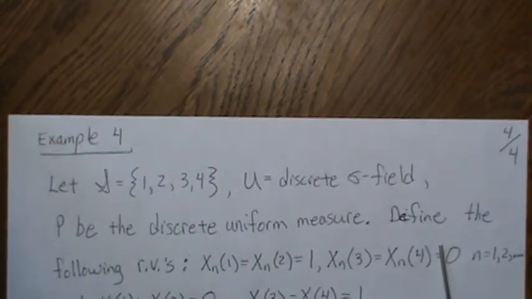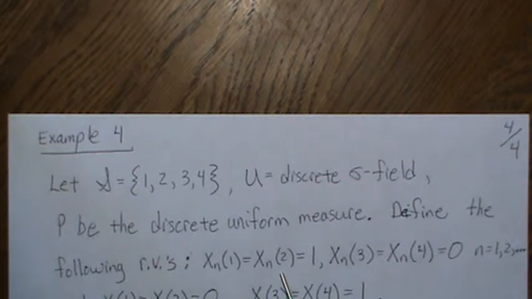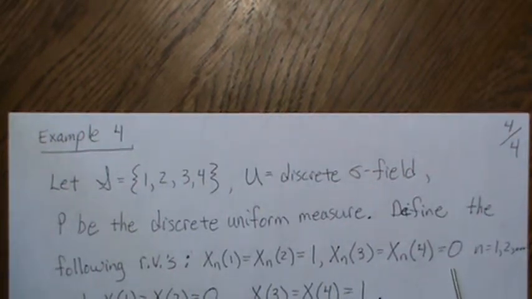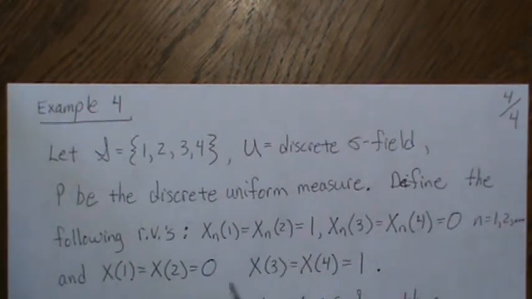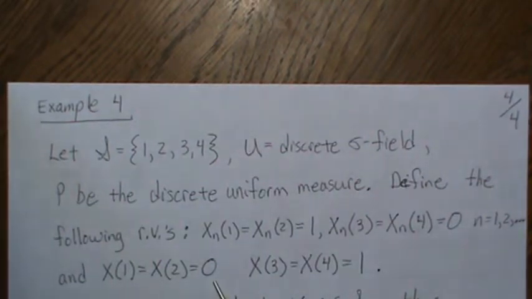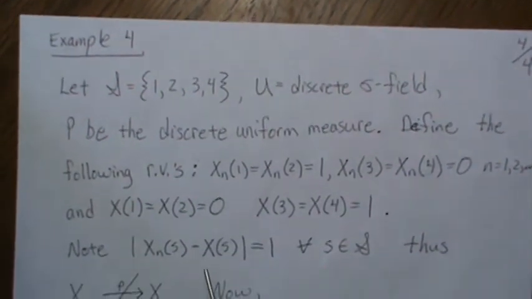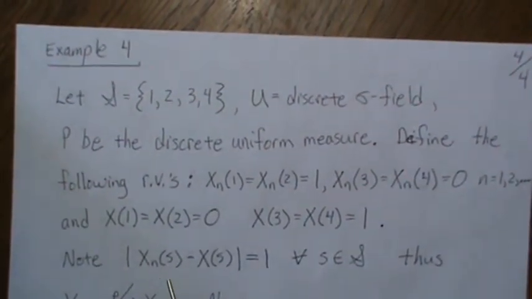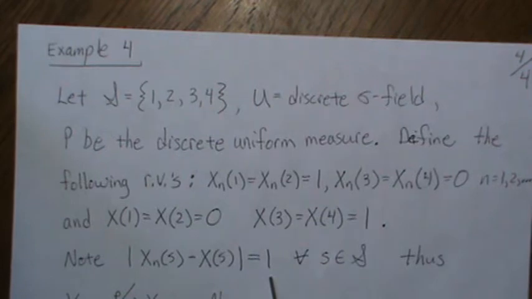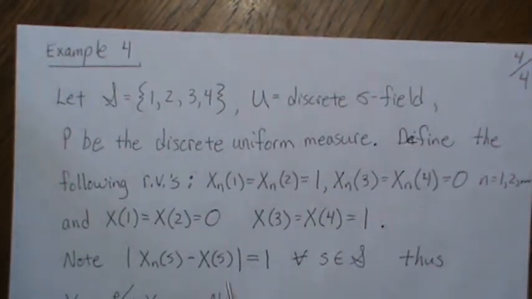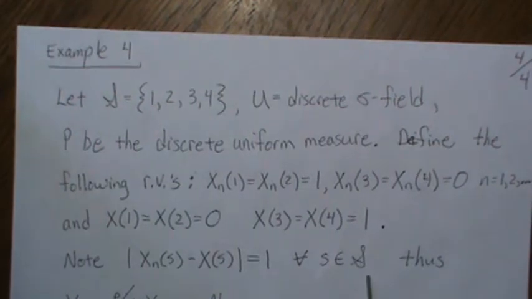We're going to define the random variables such that if it's a 1 or a 2, it's a 1. If it's a 3 or 4, it's 0. And this goes on to infinity, and that's a sequence. And let's define the random variable X to be, if it's a 1 or a 2, a 0, which is the opposite of this sequence. And if it's a 3 or 4, it's a 1, which again is the opposite. So note that the difference between our sequence of random variables and X is always 1. That's the way it's defined. This is true for all s in our sample space.